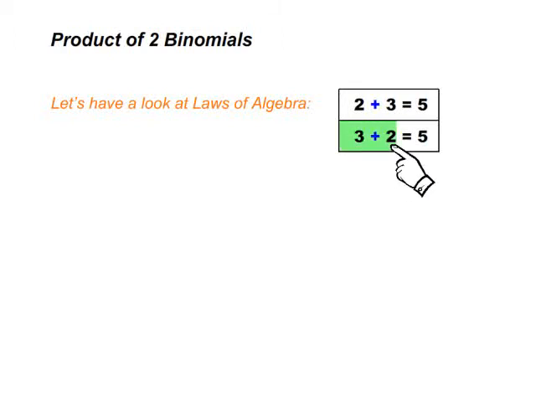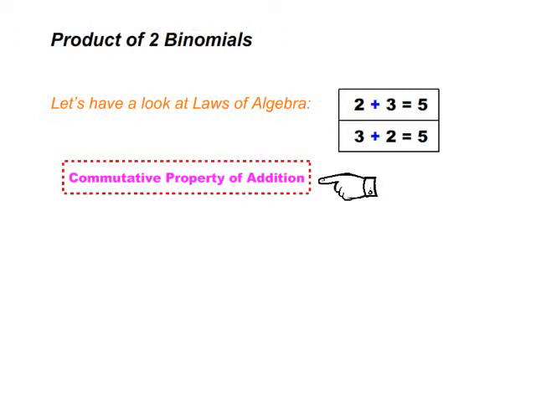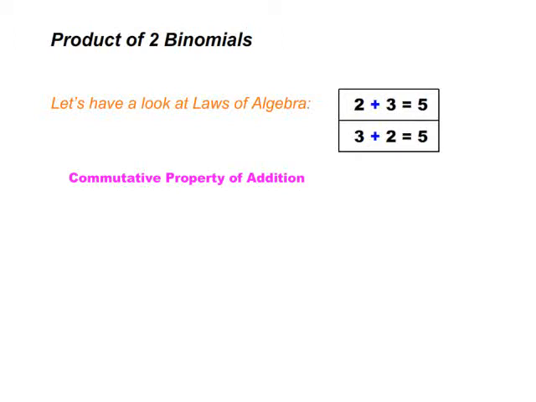3 plus 2 gives the same answer as 2 plus 3. This is one example of a property of addition of numbers. We call it commutative property of addition. In the language of algebra, this property of addition is written like this. A plus B is equal to B plus A.